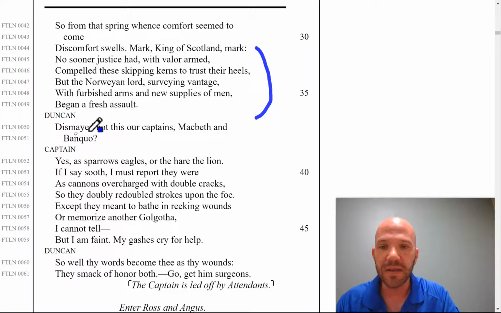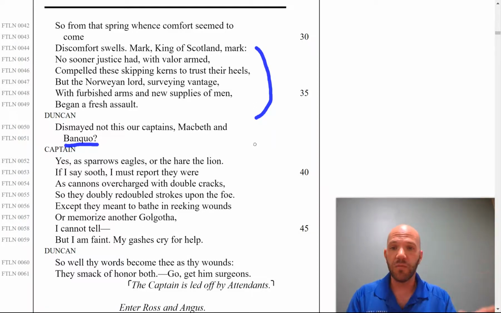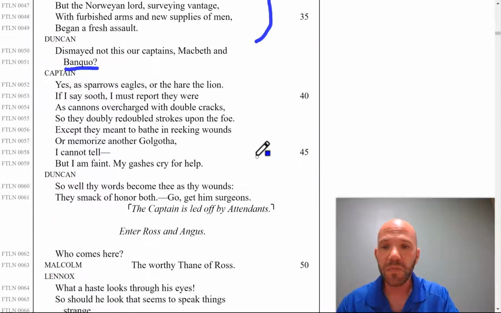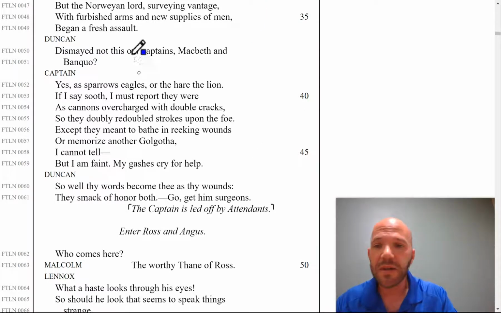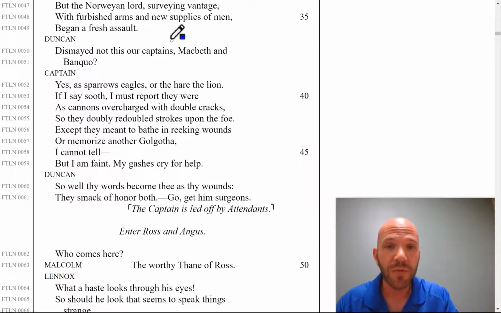And Duncan asked, "Dismayed not this? Did this not dismay? Did this not trouble our captains, Macbeth?" And now we hear the name of another major character, Banquo, who is one of the other captains with Macbeth here in this battle. And here's a tricky thing. Didn't this dismay our captains that there was new reinforcements coming, basically? The captain says, "Yes, as sparrows eagles, or the hare the lion."